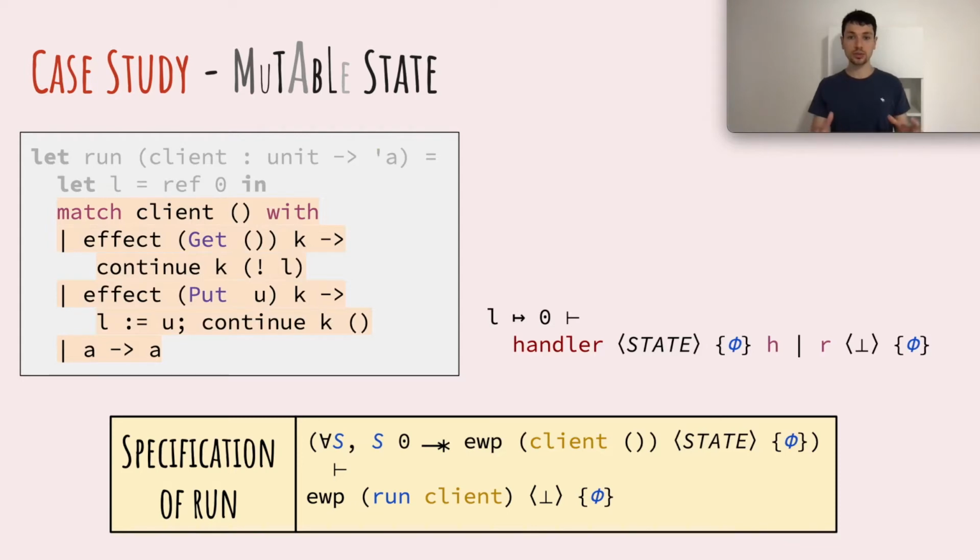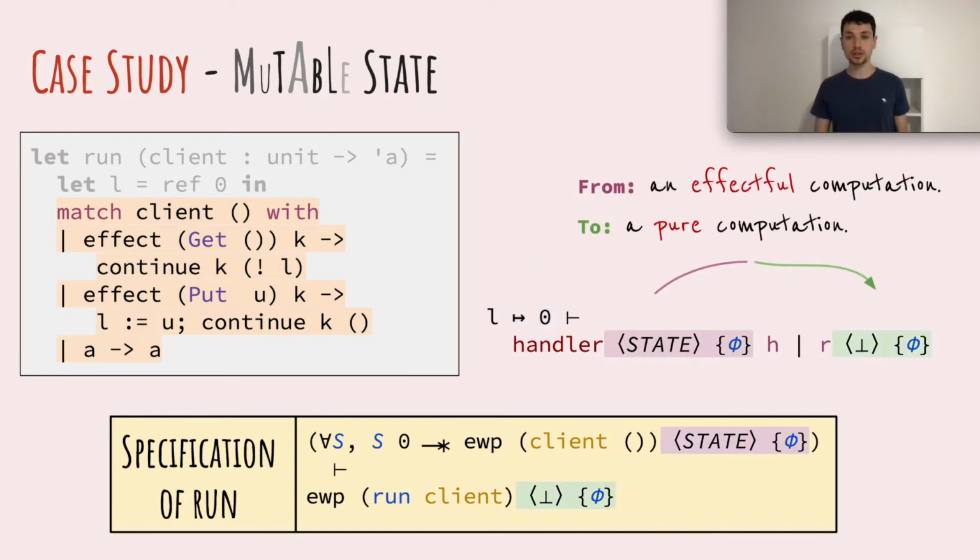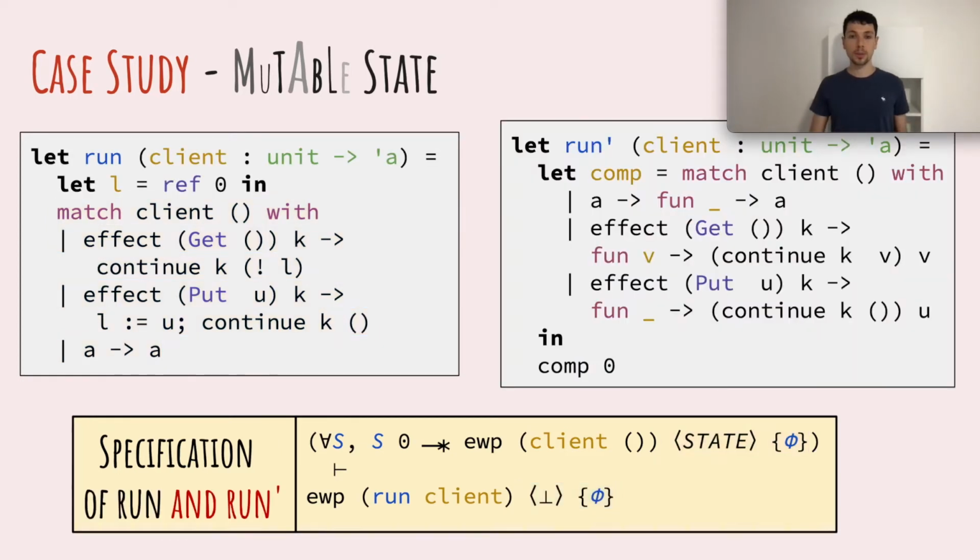In order to derive this specification, we would have to apply the effect handler rule and then prove a handler judgment, and at this point we notice the choice of implementation for the state. We also notice that the handler will allow us to pass from the protocol state to the empty protocol. And what's also interesting is that the same specification is satisfied by the pure implementation of run. And now we accomplish our goal of proving the same specification for both implementations.